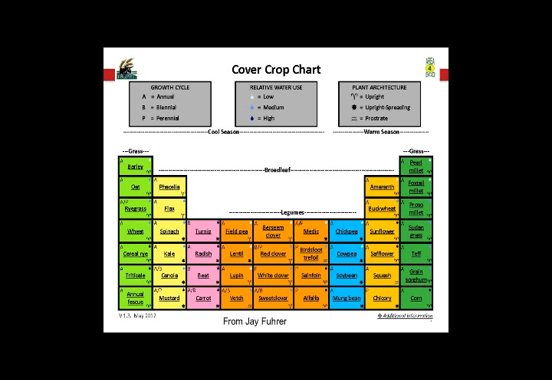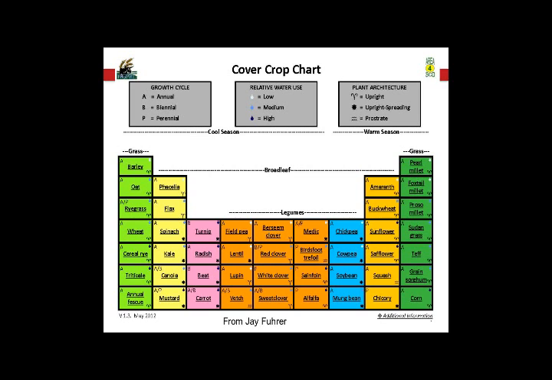So let's take a look at some of the different growth cycles. You'll see on here that some of them are marked with an A. That's an annual. So an annual is going to complete its life cycle in 1 year. Anything that's marked with a B is a biennial, so that means it has a 2-year life cycle, and if it's a P, a perennial, it can have multiple years.